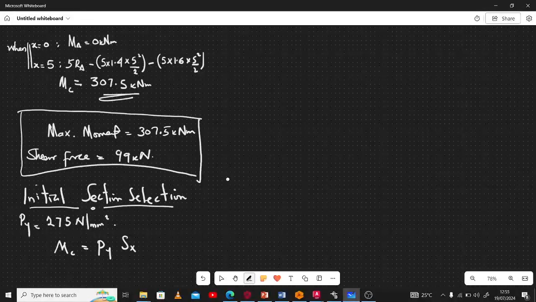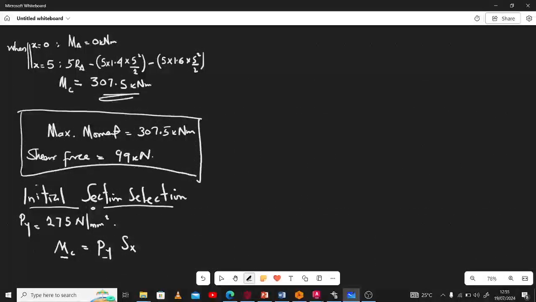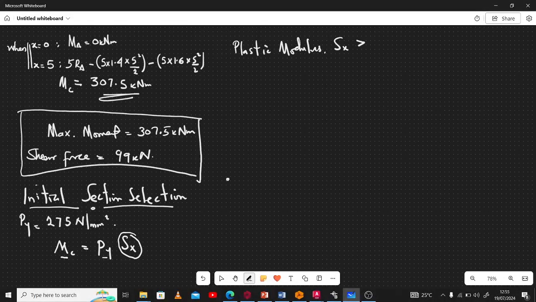Okay, now we have the steel grade. We know the moment we want to design against, then we can obtain the plastic modulus from here. This is what I'm saying here, that your plastic modulus, Sx, should be greater than Mc over py. So this will give you a guide to selecting a beam section, at least a trial section.